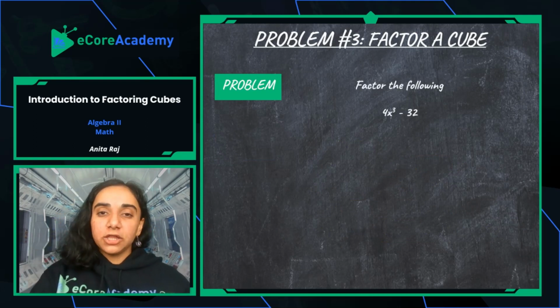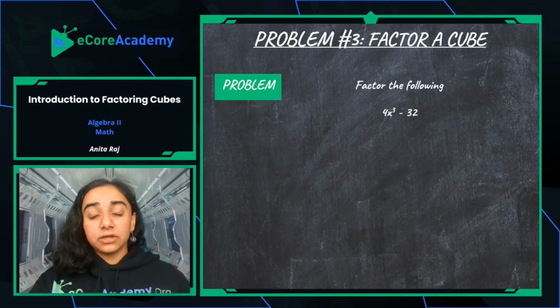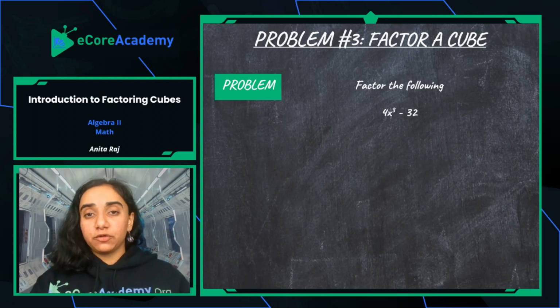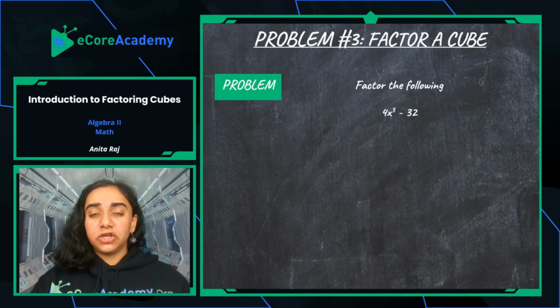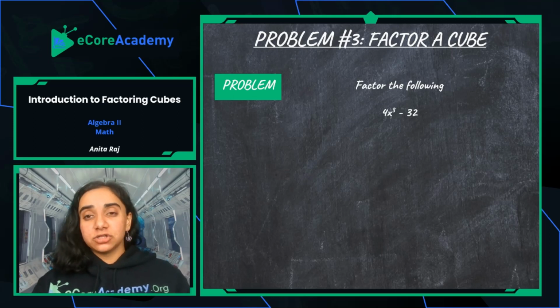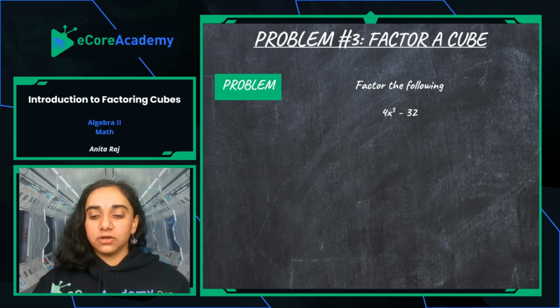We're going to factor the following. It's 4x cubed minus 32. Again, what kind of throws you off with this problem is that if you look at both of these terms, they're not perfect cubes. If you take the cube root of 4x cubed, we're going to get x times the cube root of 4. It's not going to work out really pretty, and neither is 32, but I'll show you what we're going to do in this situation so that we can kind of force a factoring of cubes.